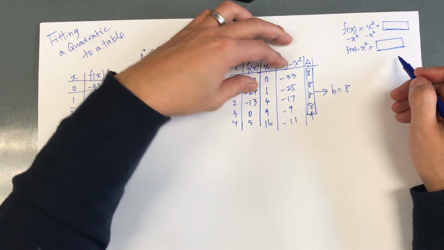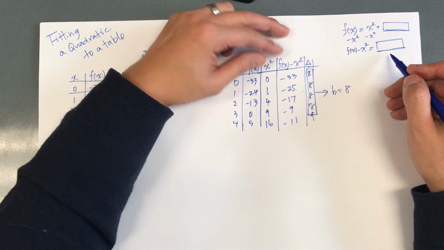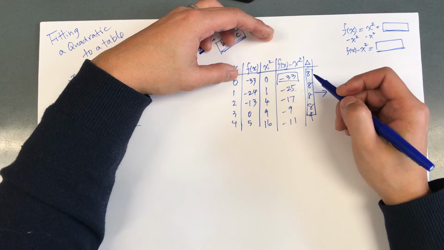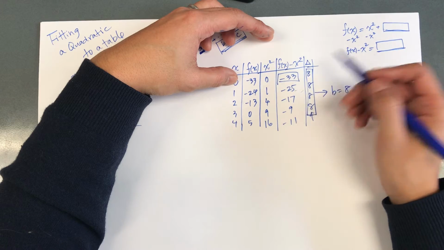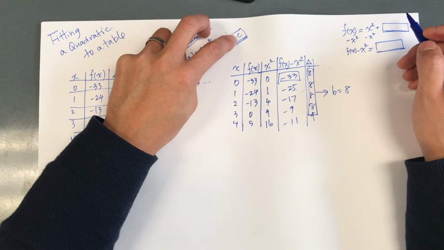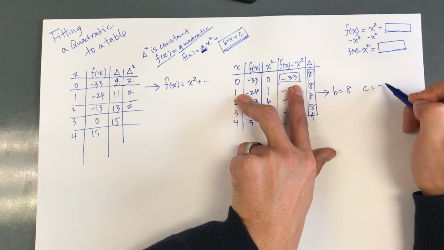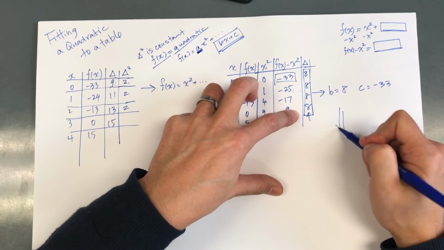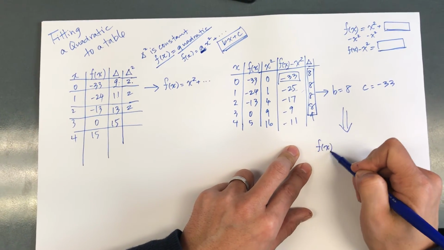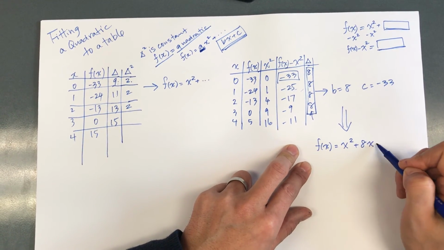Now, just like we know how to fit a linear function to a table, if you just look at these things, this is going to be the output for 0, which is going to be the y-intercept, right? This looks like mx plus b, right? So that c is going to be the output for 0. So output for 0 is going to be c. Therefore, the function that's going to fit this table is going to be f of x equals x squared plus 8x minus 33.